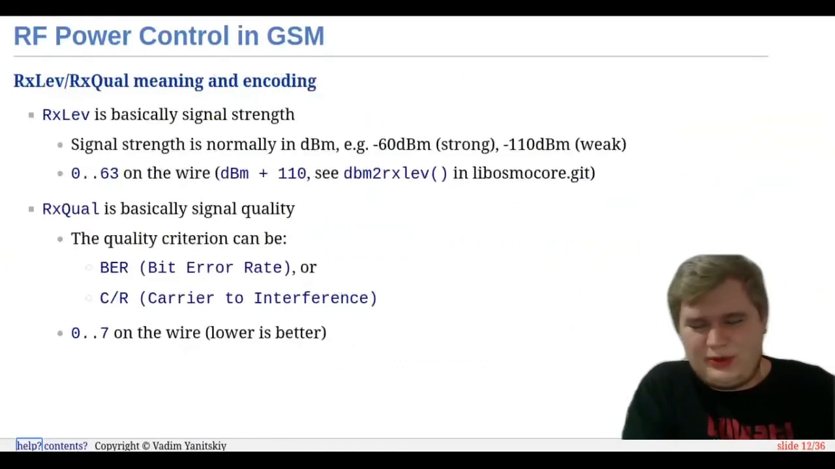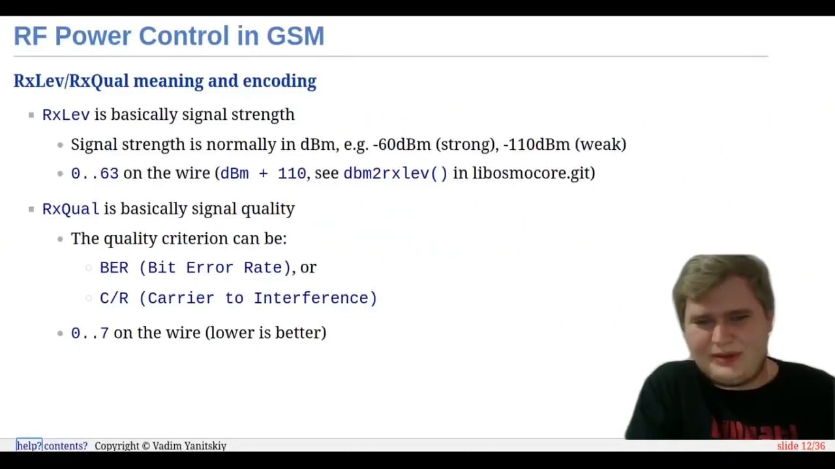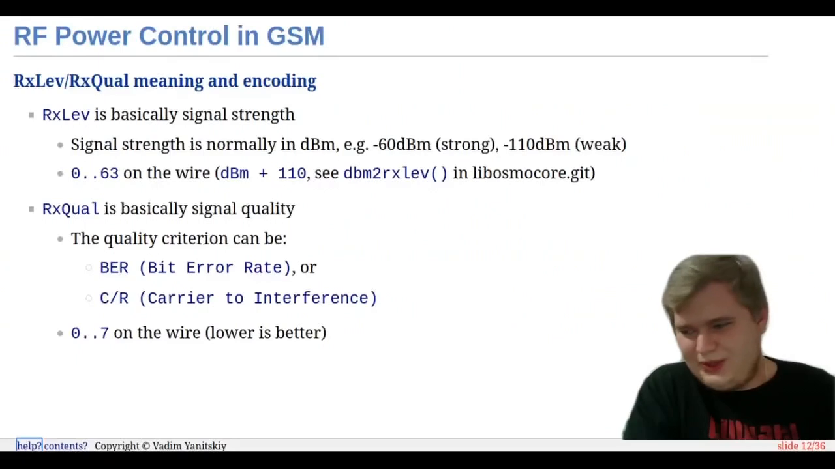So for the input of those power loops, I already mentioned two major parameters. One is the Rx level, that's basically signal power, and normally it's in dBm, where lower is worse. And GSM, at least for measurement reports and some messages, defines reduced encoding of that parameter. That's from 0 with only 64 unique values. And all values exceeding this range simply map to the boundaries.